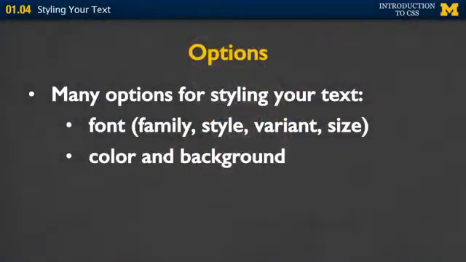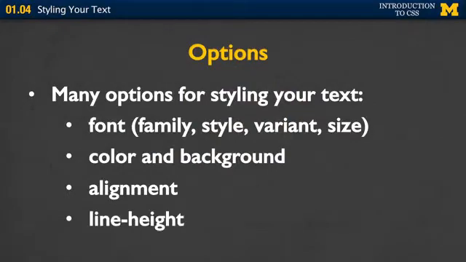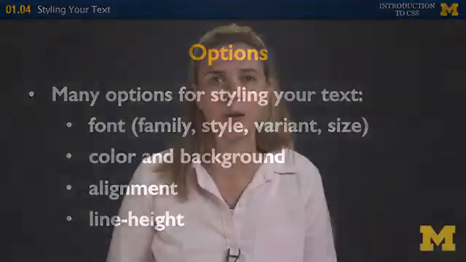One of those options is to think about basically your font. Some of the things you can style are the font family, the font style, the font variant, and the font size. We can also think about styling the color and background of your font. We can talk about alignment as well. And finally, we're going to talk very briefly about line height. These are all things that you can do to just really kind of highlight or emphasize the different things you would like your style to bring about.